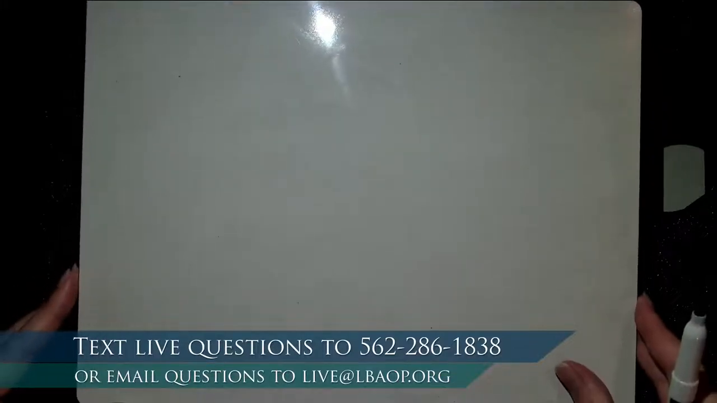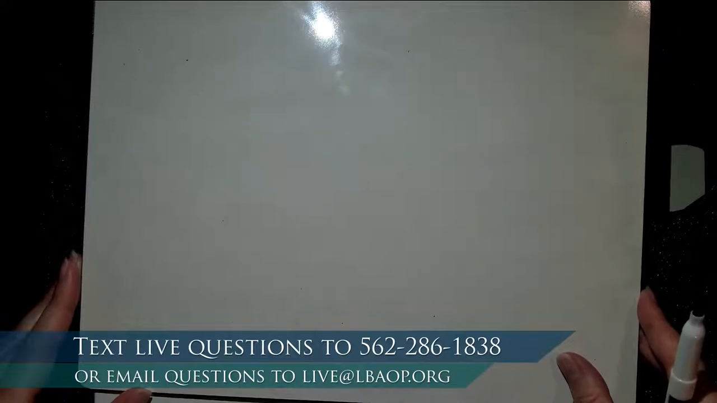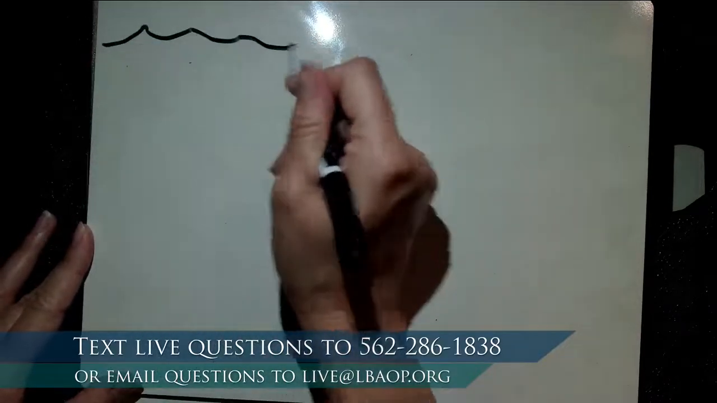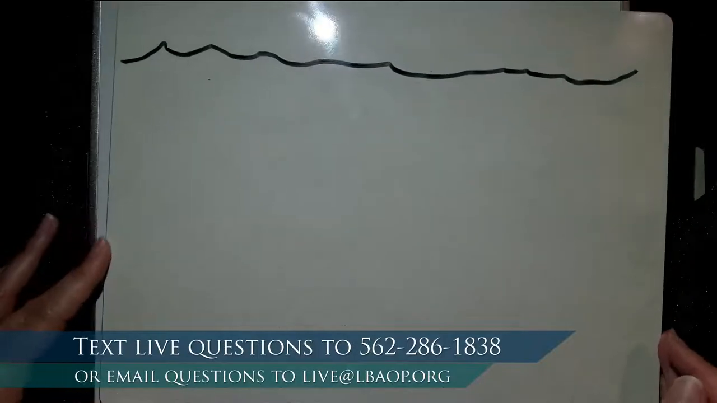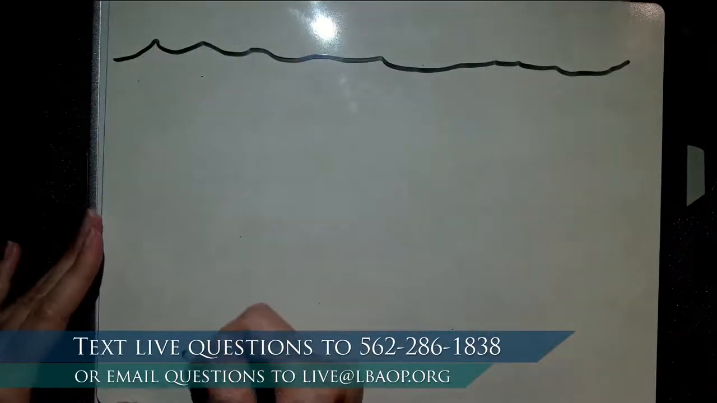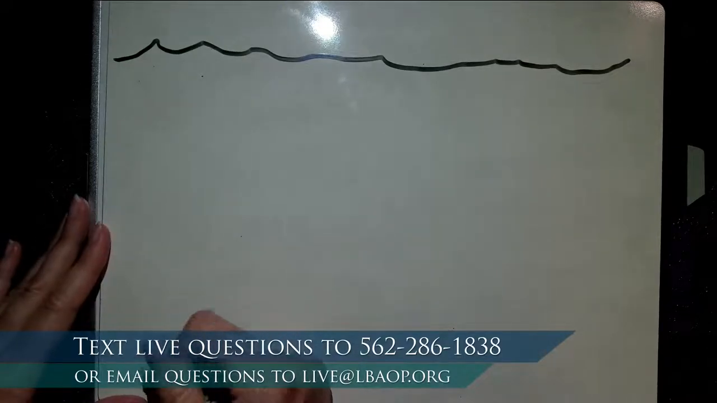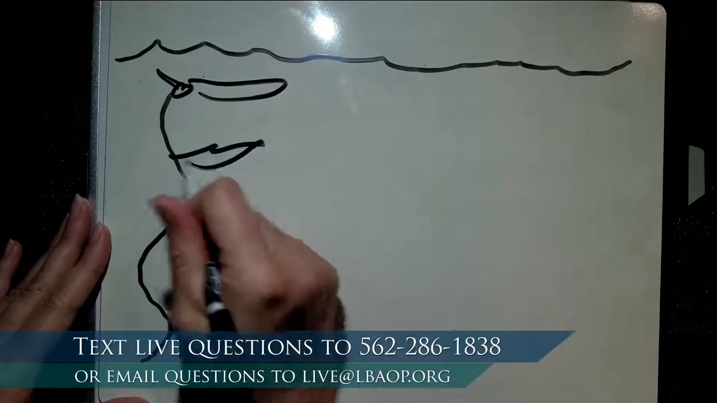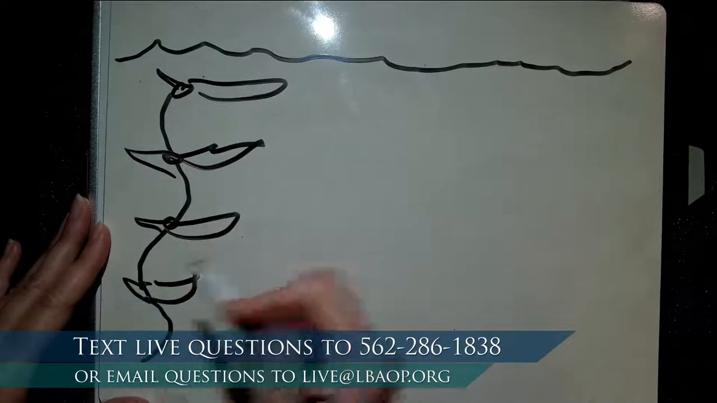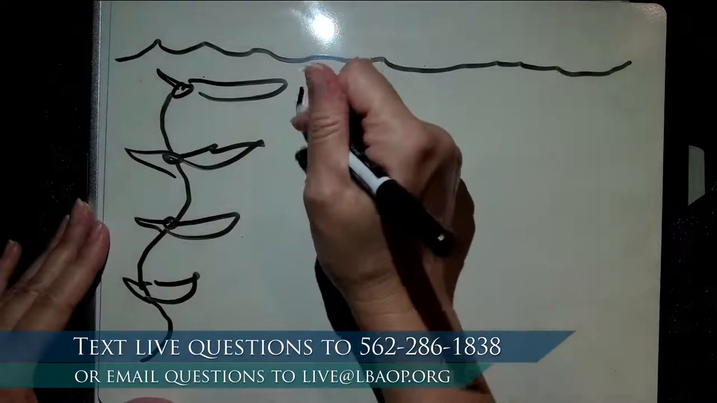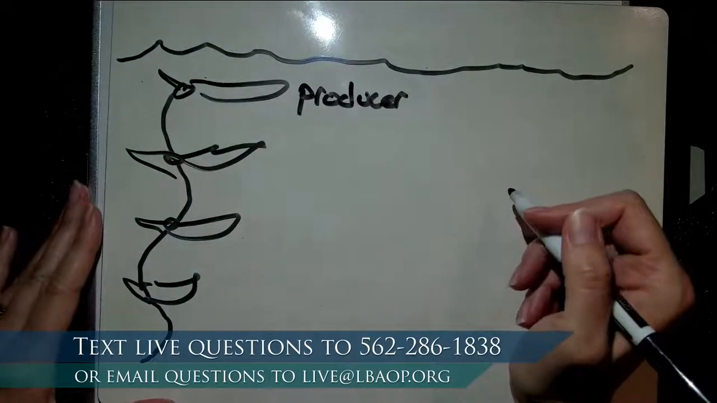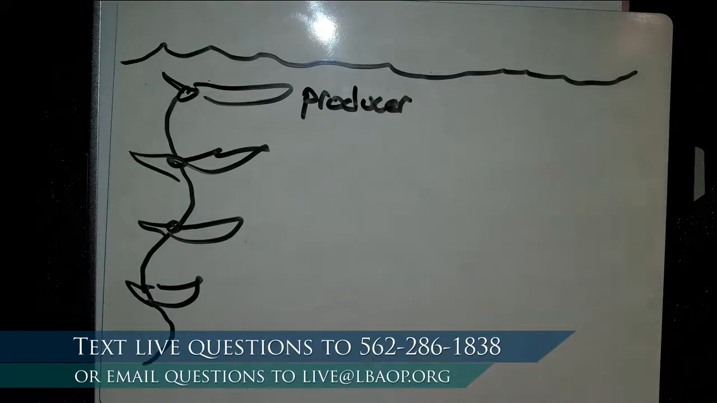So let's take a look at some things in the ocean, and specifically some things in the kelp forest. So let's see. I'm gonna go draw. Let's draw some water. All right, so we have in our kelp forest, in our ocean food web or food chain, we have some kelp. And the kelp is what we call a producer. So that means that it can make its own food. It doesn't have to go hunt or look for its food or consume its food. It can produce food or energy from itself.